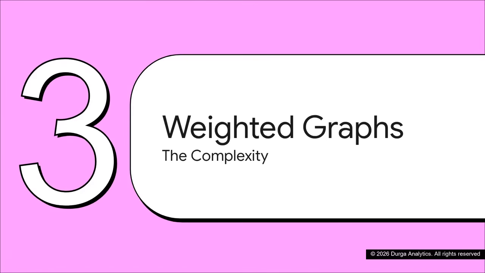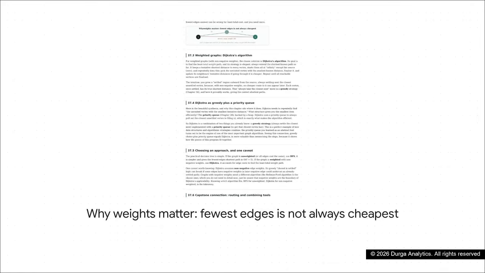Part 3. When edges have different weights. The complexity. Now think about the trap of just counting edges. Imagine a direct route from point A to point B with just one edge. Let's say that costs 100. But what if a two-edge route via an intermediate node C costs 10 on the first edge and 10 on the second, totaling only 20? Fewest edges does not always mean cheapest.